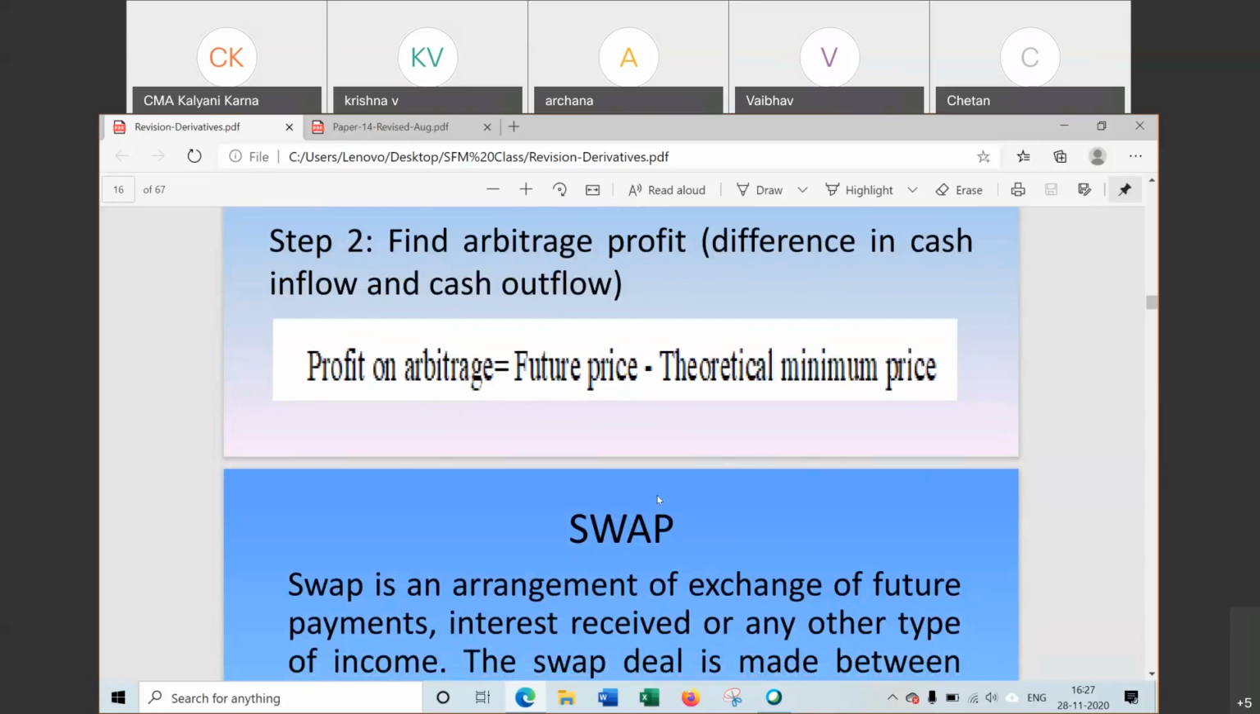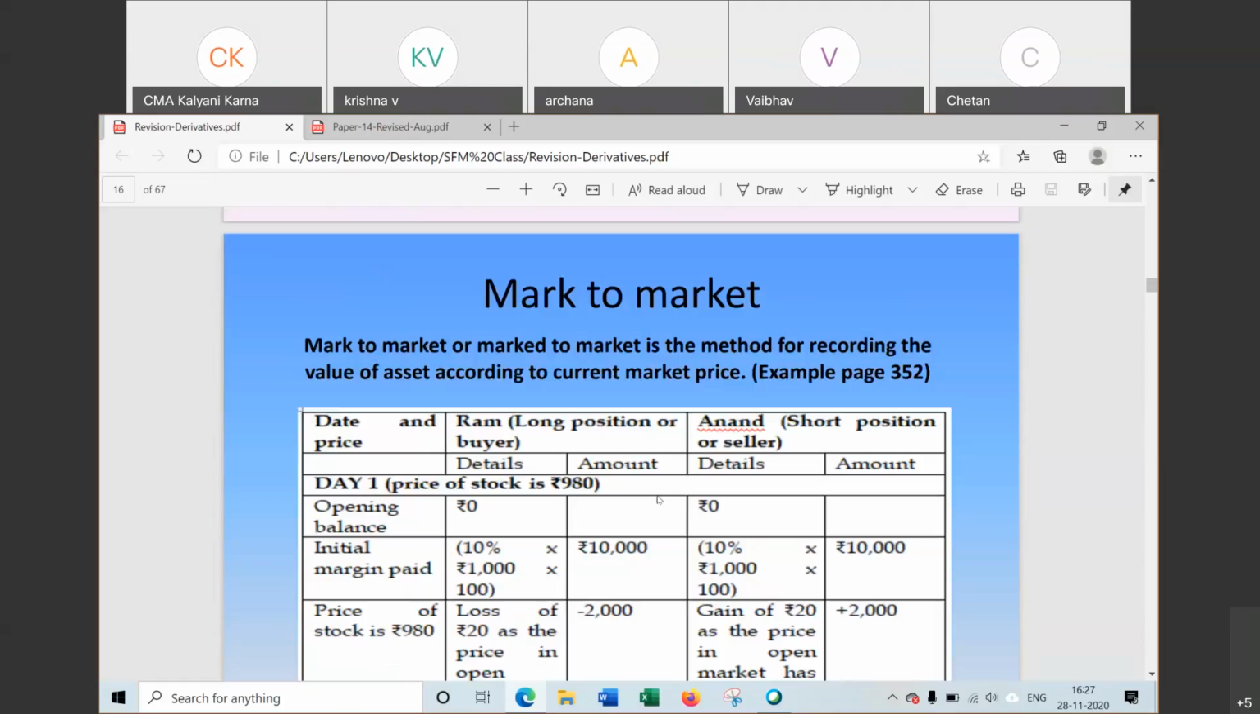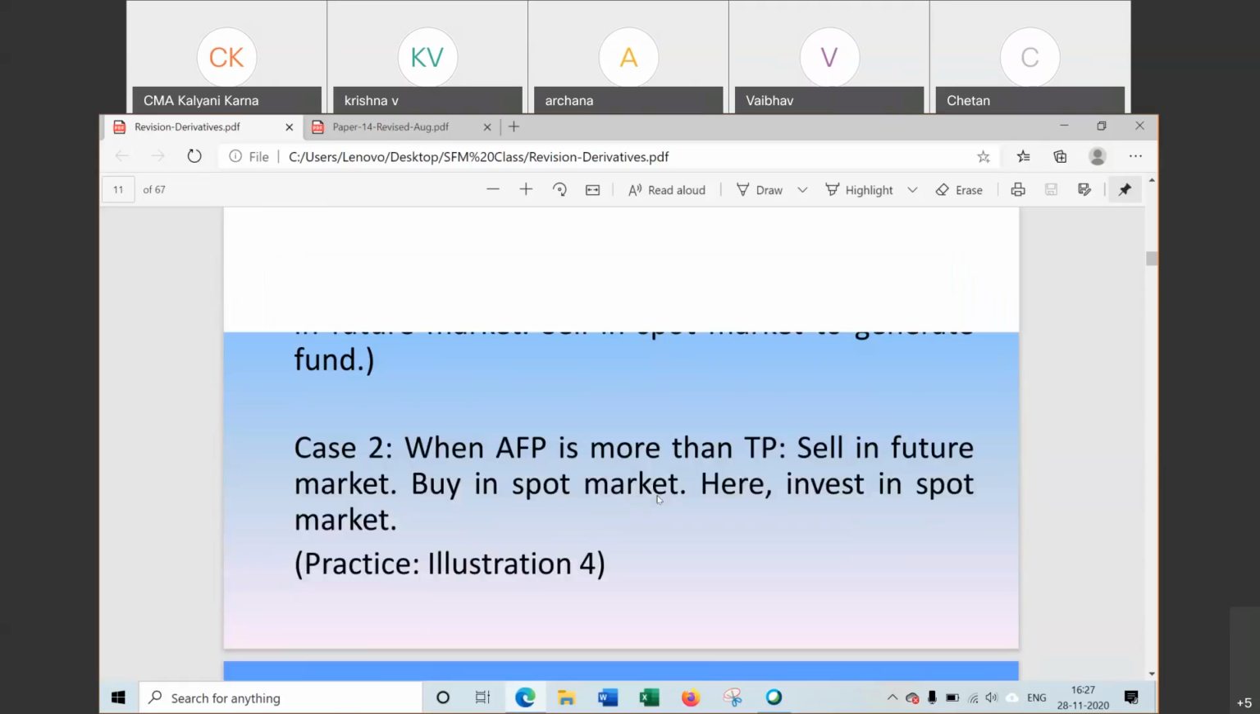So far in this chapter, the basic concept regarding forward and future.